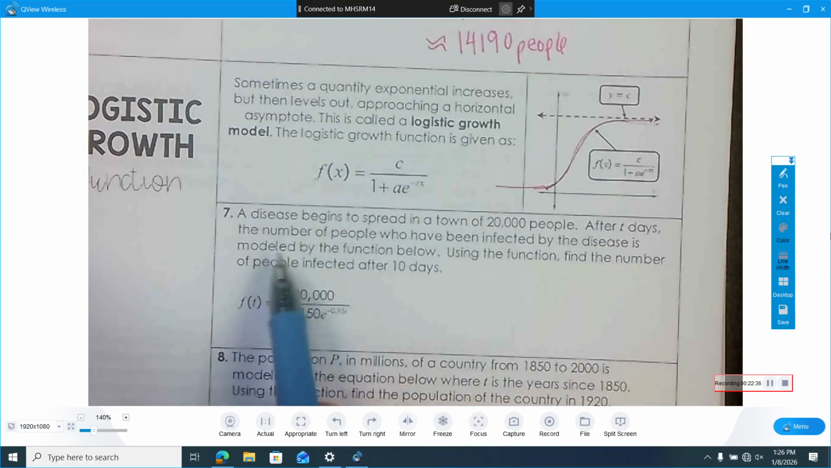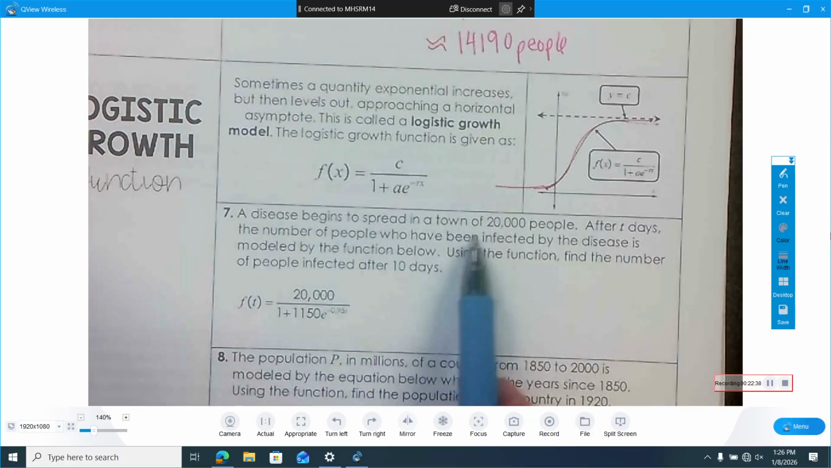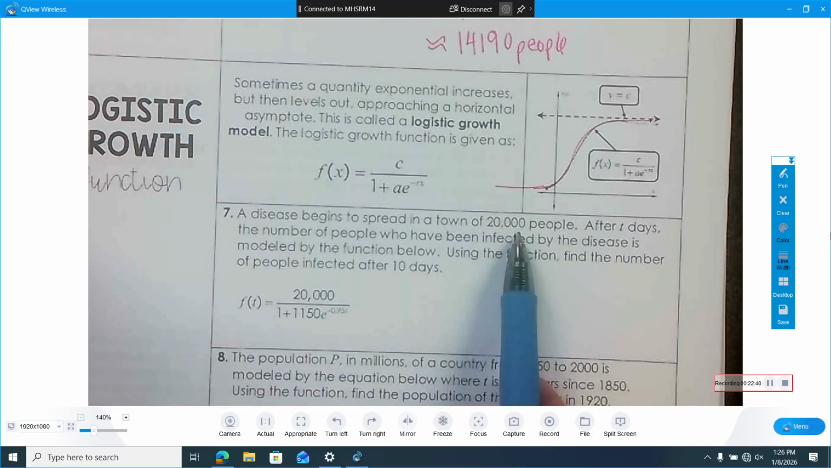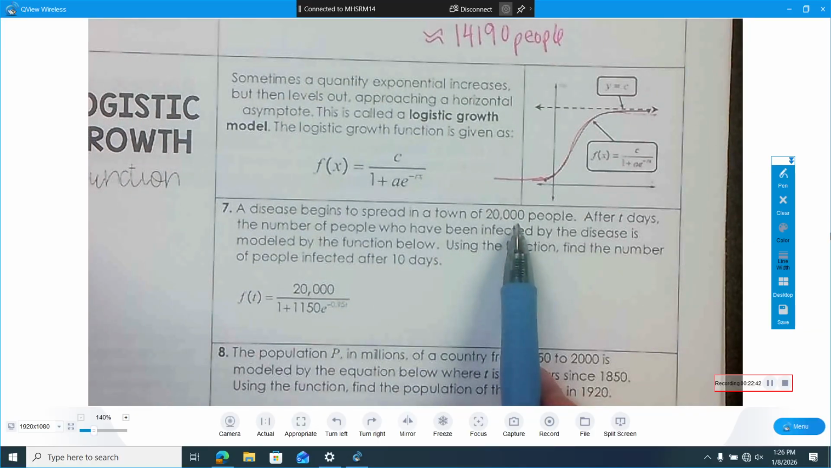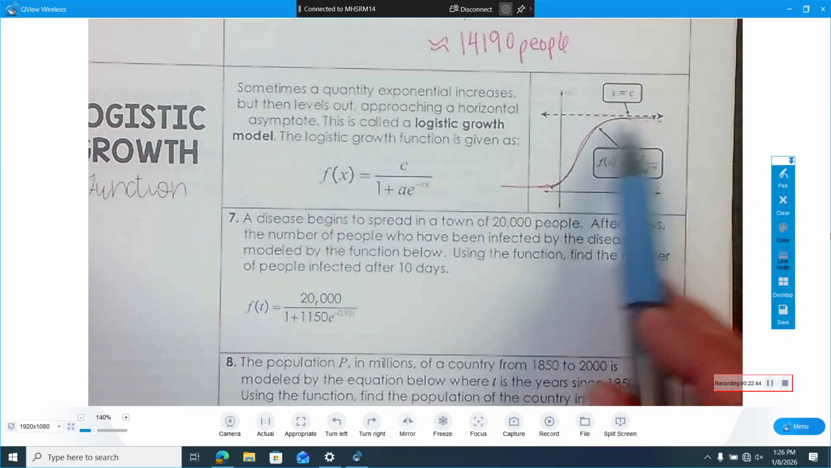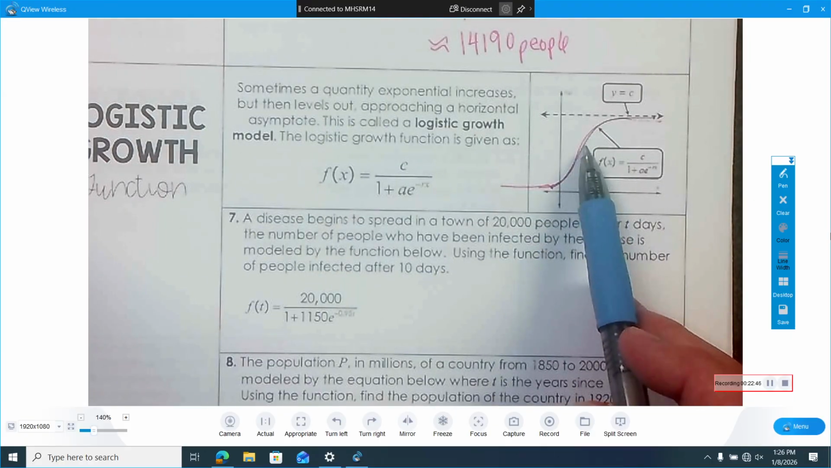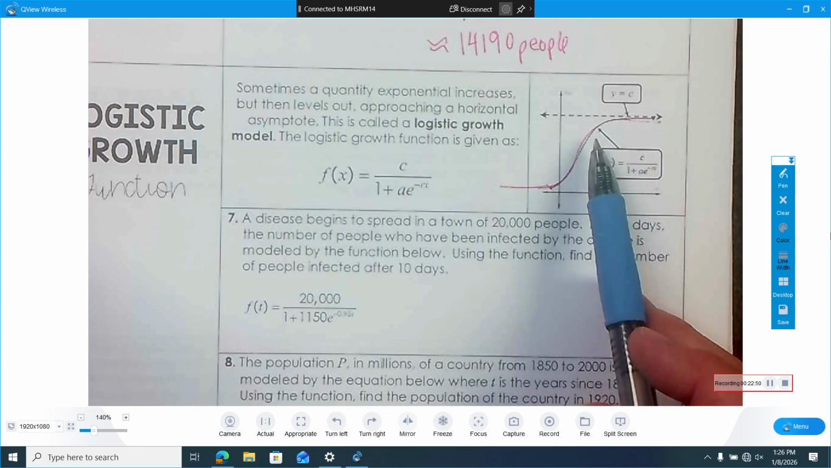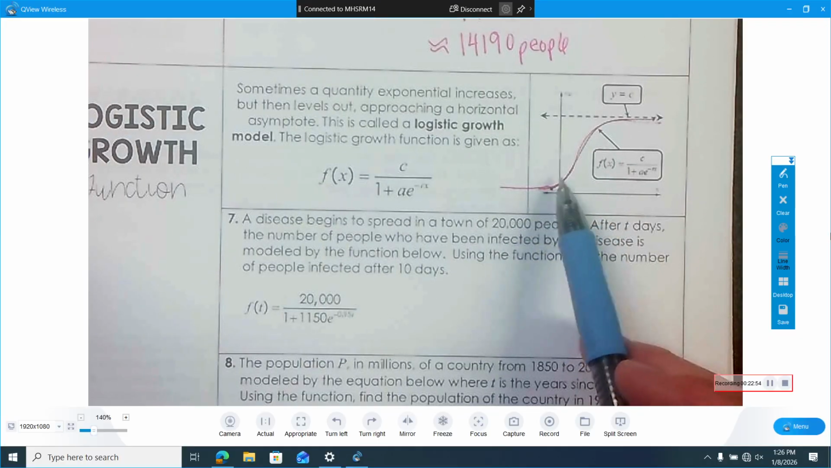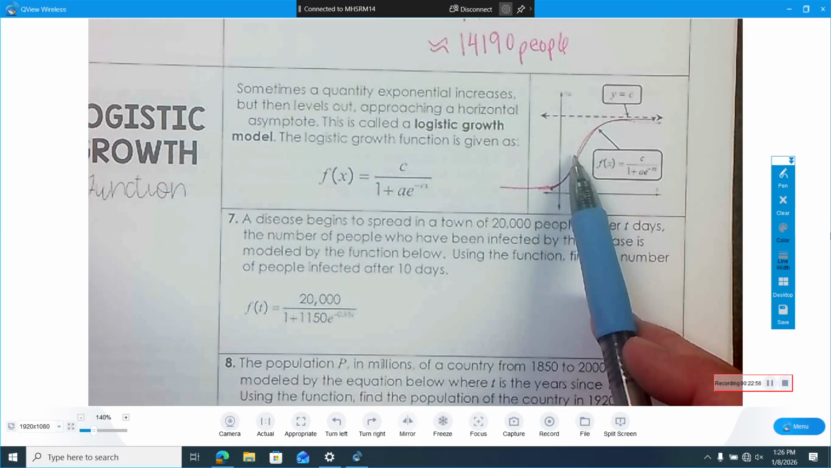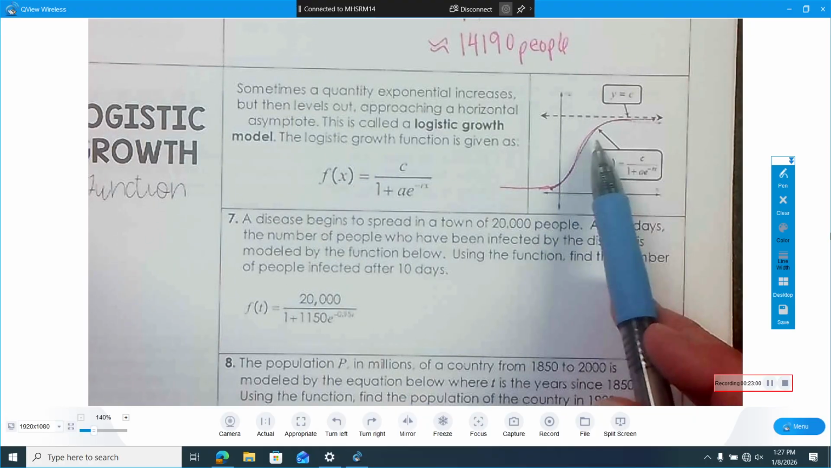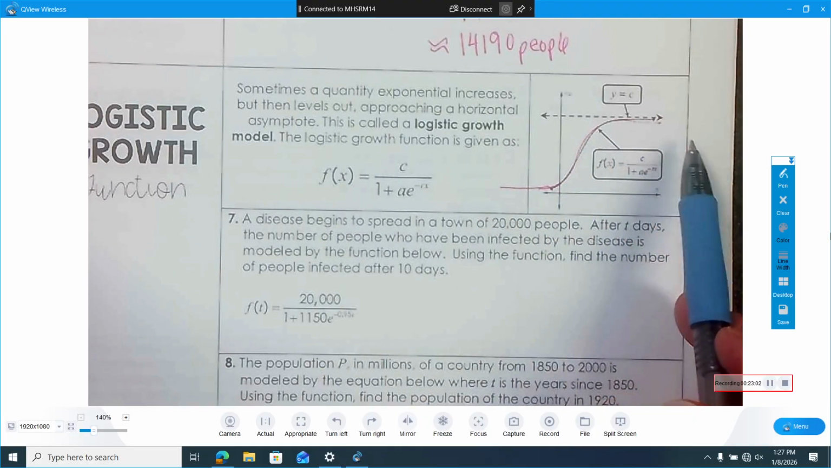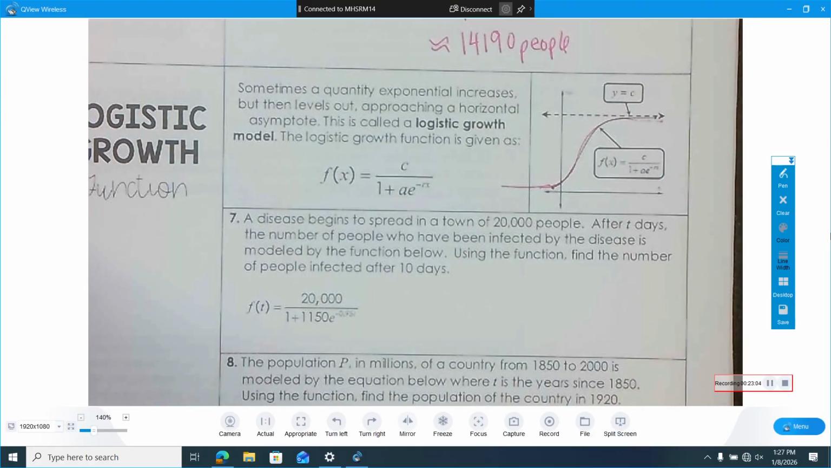So here we have disease begins to spread in a town with 20,000 people. And again, this is a great application of a logistic model. Why would a virus spreading have a logistic growth model? Well, it does grow for a really long time. That virus spreads, but then what happens once it spreads to everyone? Everyone's been infected already, so it's much harder to get someone infected, right? So that's what happens, it slows down.